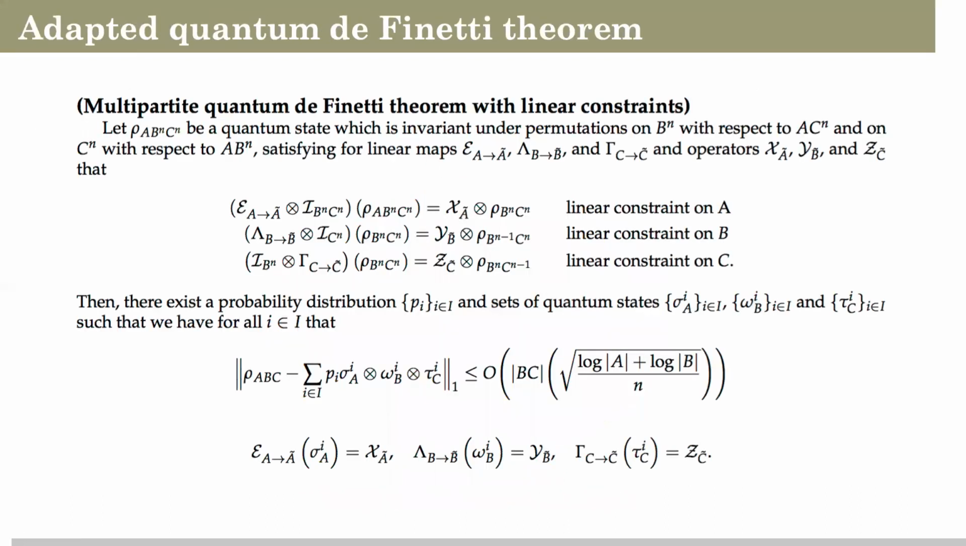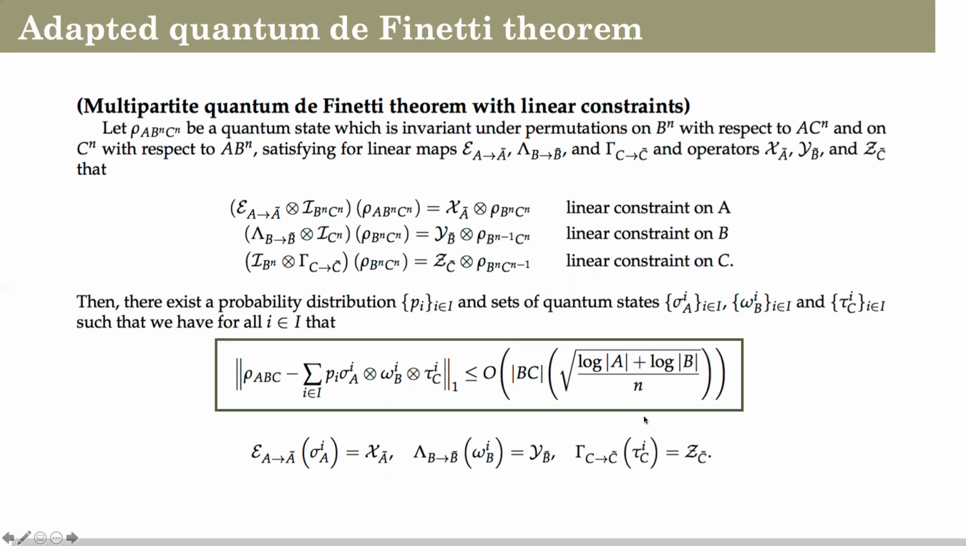In our paper, we derived this adapted version of the quantum de Finetti theorem, called the multipartite quantum de Finetti theorem with linear constraints. It can be stated like this. The important part is in this box. What it says is that if we have this multipartite state rho, here in tripartite form, but our result can be applied to any multipartite case, which is n-extendable and satisfies these additional linear constraints, we can always find a separable state which satisfies the same linear constraints, and the distance between these two is upper bounded by this quantity in terms of the number n and the dimensions of the quantum subsystems.